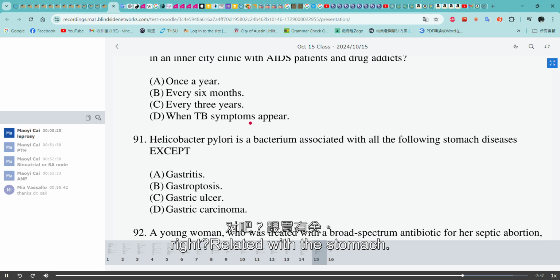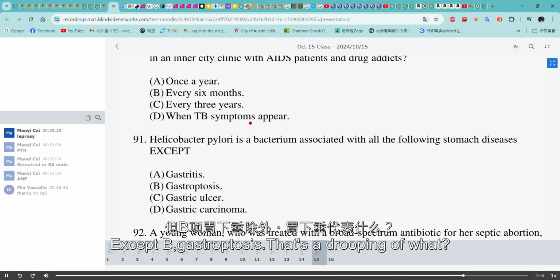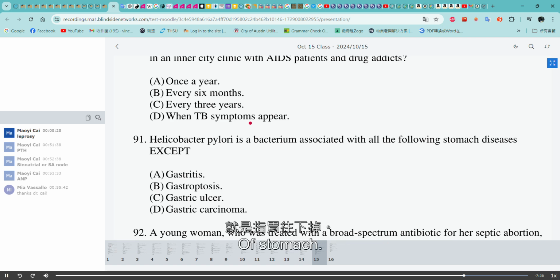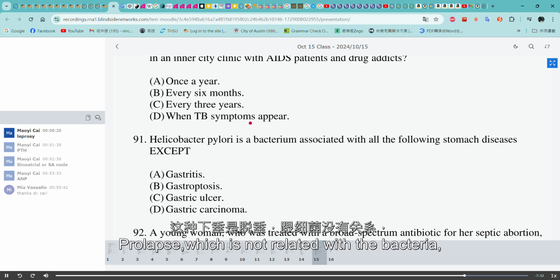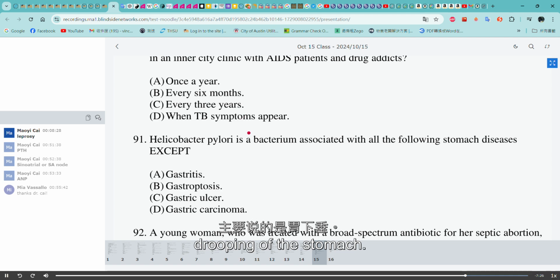91, H. pylori. That's a bacteria related to the stomach, inflammation, ulceration, and cancer. Except B, gastroptosis. That's a drooping of the stomach, the stomach going down, a prolapse, which is not related to the bacteria. So the answer is B, gastroptosis, drooping of the stomach.